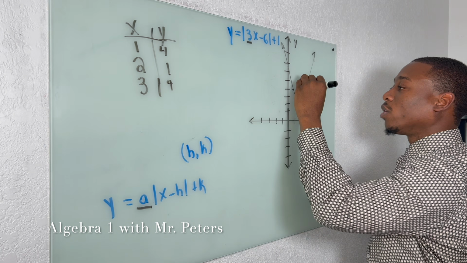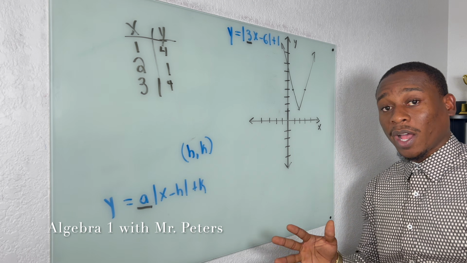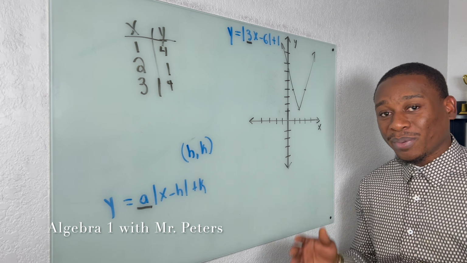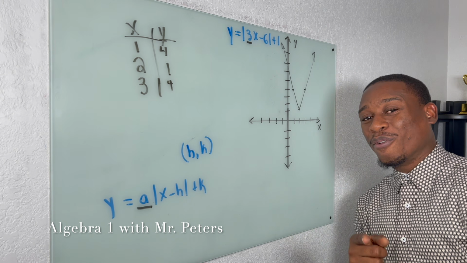So whether it's using a table or using the slope, guys, these are two different ways you could graph absolute value functions.